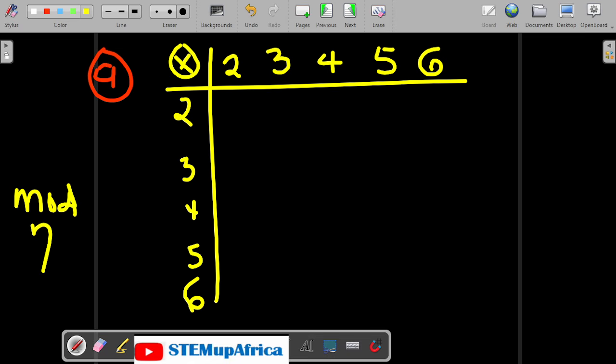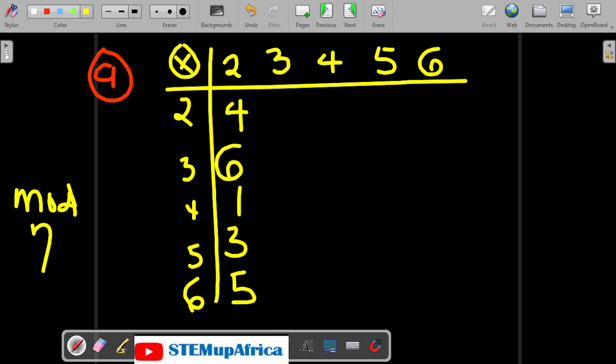So if I multiply, 2 times 2 is 4, it's less than 7, so I will write it there. 2 times 3 is 6, less than 7, I will write it. 2 times 4 is 8, but 8 is more than 7, so how many 7 can I find in 8? Is 1. What is remaining? I will put the 1 there. 2 times 5 is 10, how many 7 are in 10? Is 1. What is remaining? 3. Then 2 times 6 is 12. How many 7 in 12 is 1? What is remaining is 5.